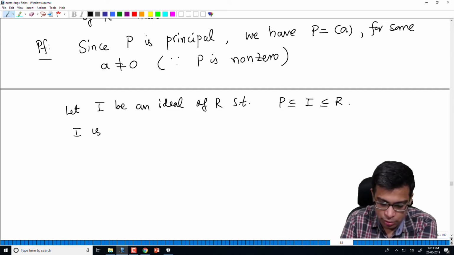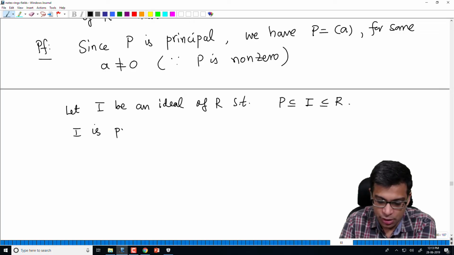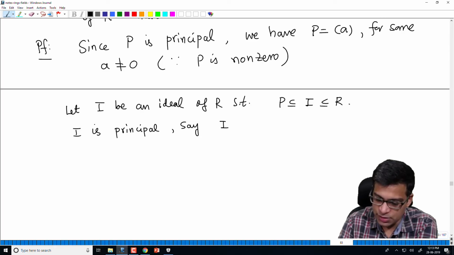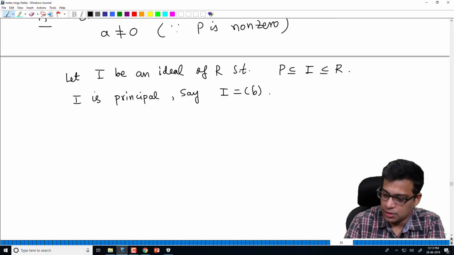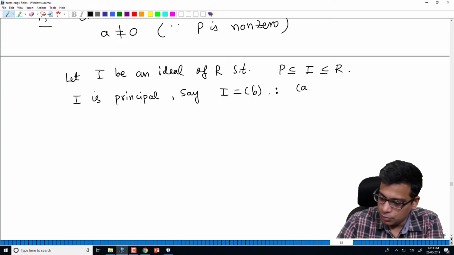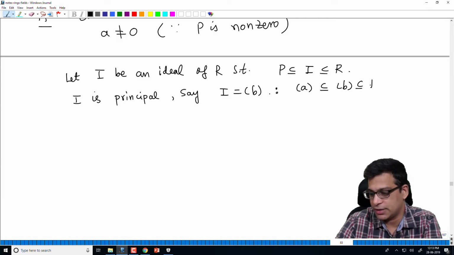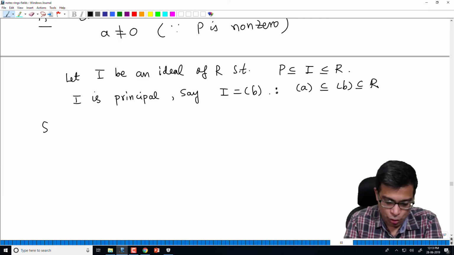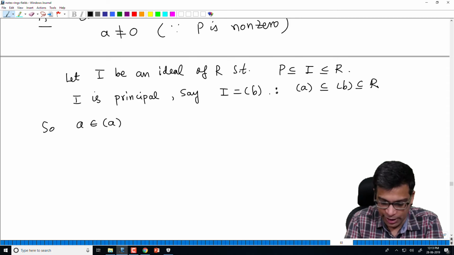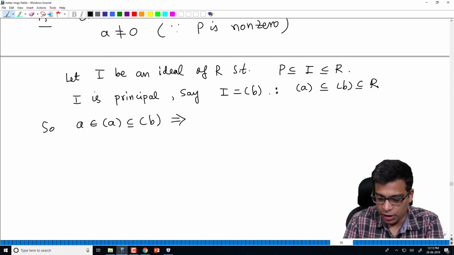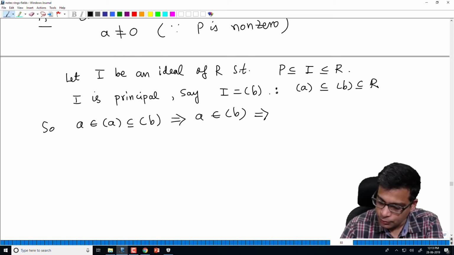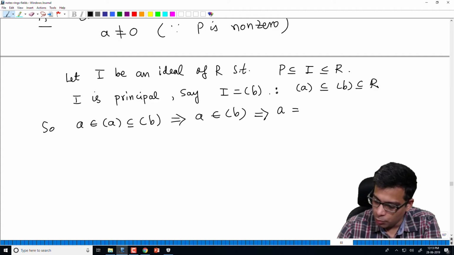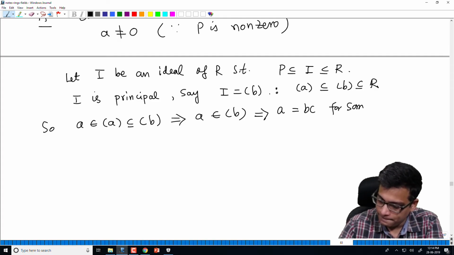So again, using the hypothesis that R is a PID, I is principal. So suppose I is generated by a single element, right? So what we have is just rewriting this. A is contained in the ideal generated by B. So A is an element of the ideal generated by A, which is contained in the ideal generated by B. So that means A is an element of the ideal generated by B. That means A is equal to BC for some C in R.